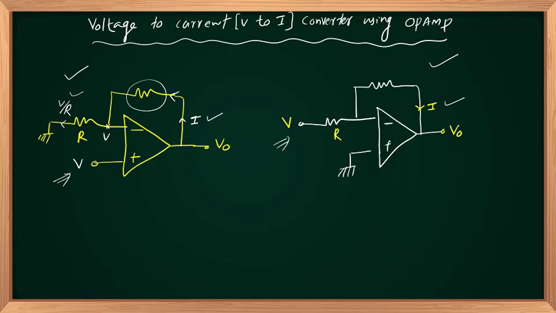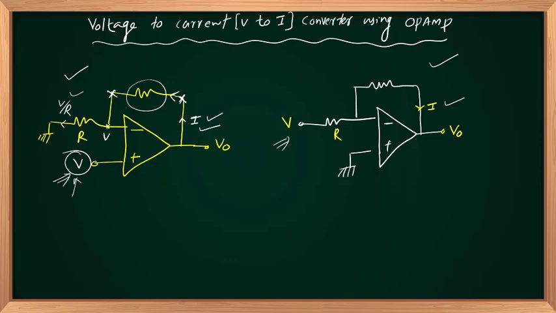So we'll say that the current flowing through the resistance inserted between these two terminals always depends on voltage V and its value is given by V upon R. So this circuit converts the input voltage into an output current.